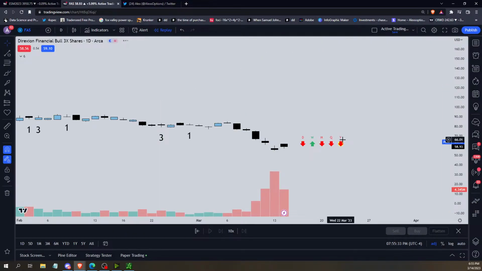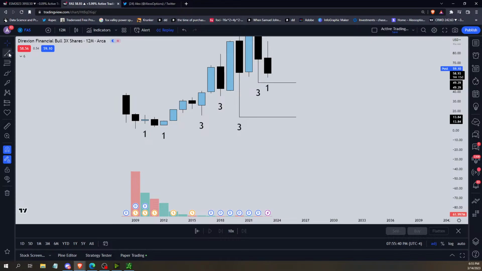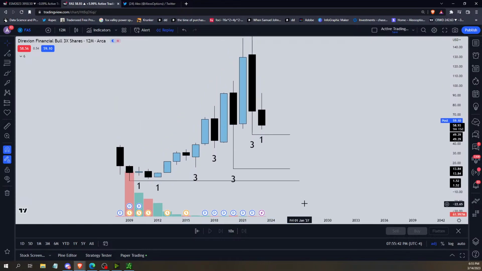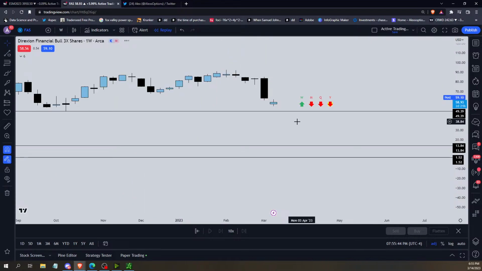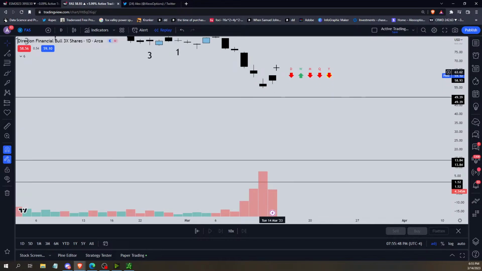FAS. So financial direction bull ETF. What's this one trying to do? 3-2 expando, right? It's like, where's that one going to go if it's going to go anywhere? That one's going to go to $1.50, right? And what's it doing on the week? Potential 3-2 expando. What's it doing on the day? 2-2 reversal into 3-2 expando. I want to know about that one.